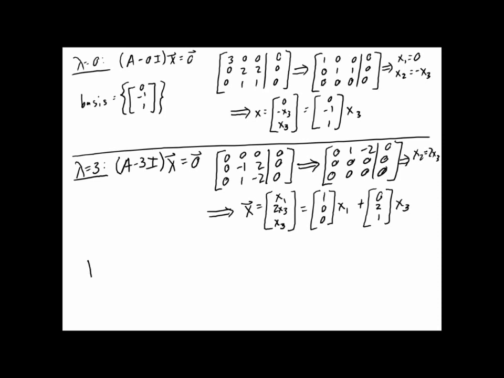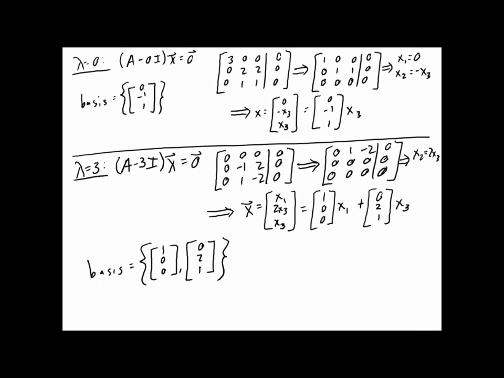And so this time my basis is made up of two vectors. The vector 1, 0, 0 and the vector 0, 2, 1. Okay. Now, we've got our answer here.